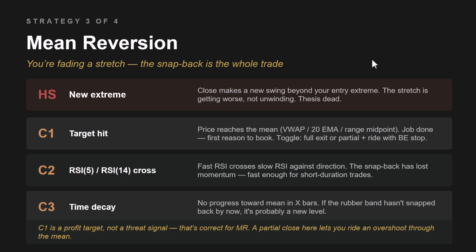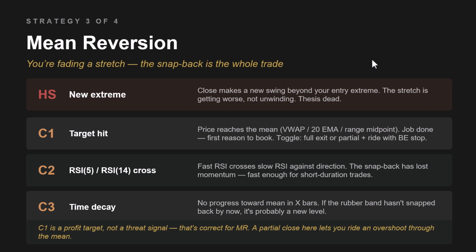Some would tend to fully exit, or maybe if you're subsequently using this as a confluence factor, then you might partially close and ride with a break-even stop. So, i.e., move your stop just above break-even and take half off.